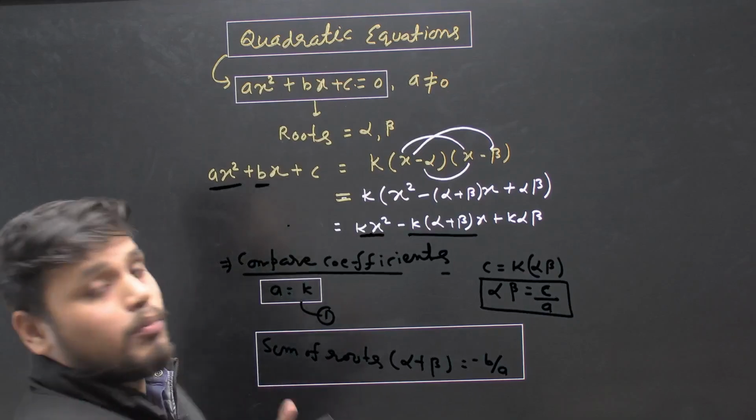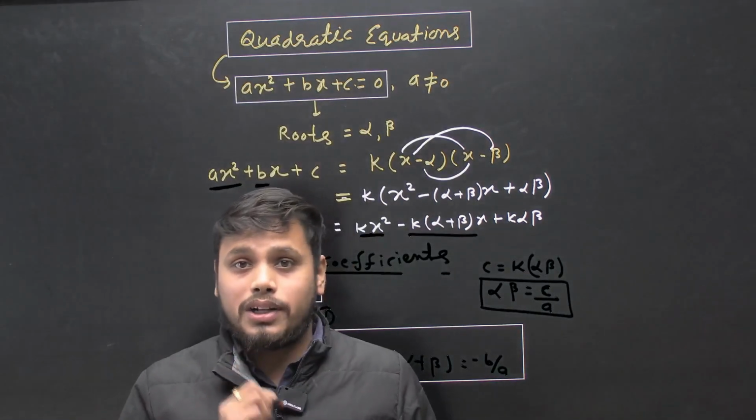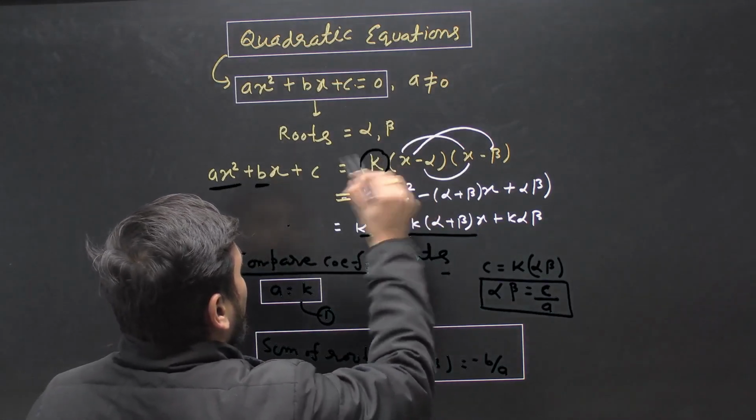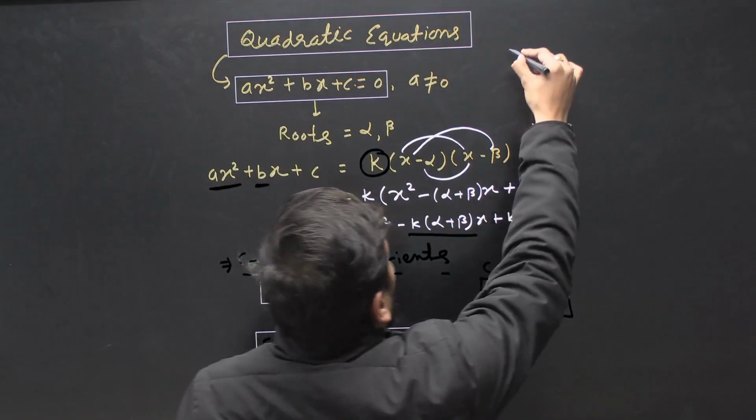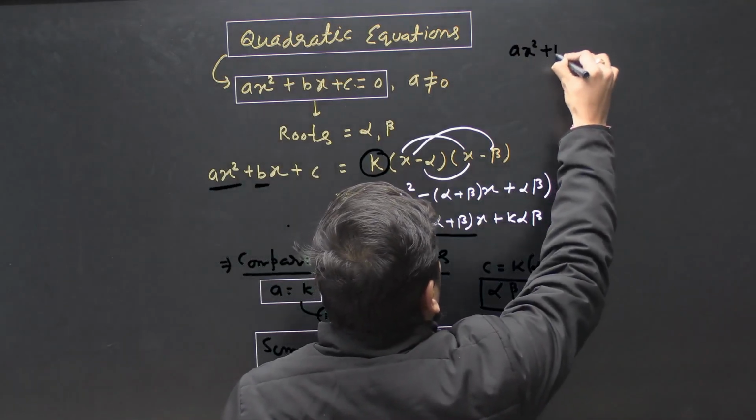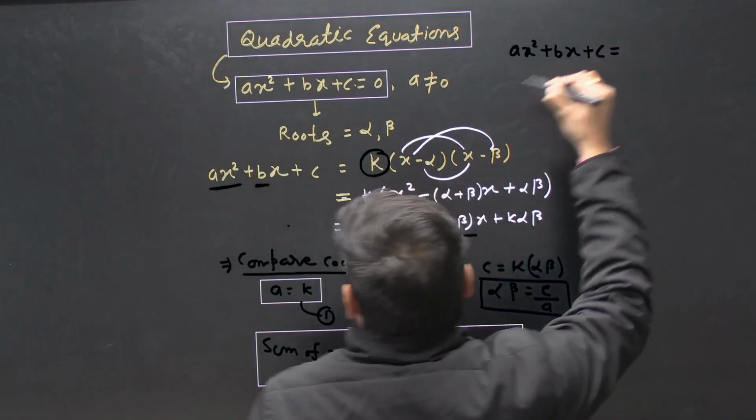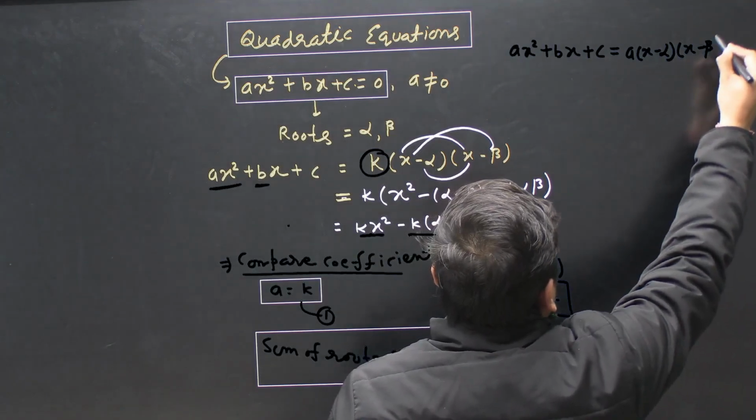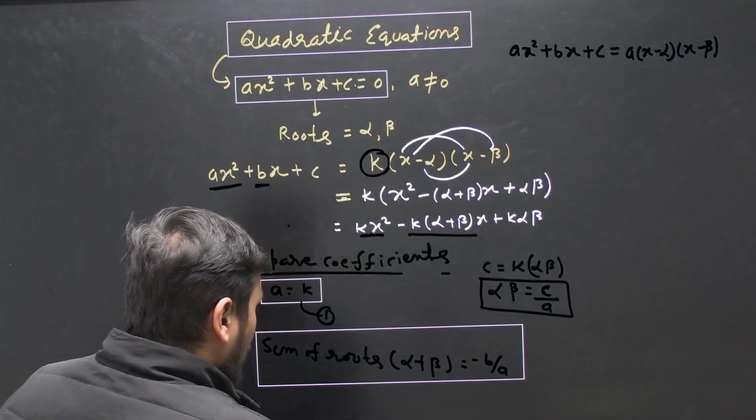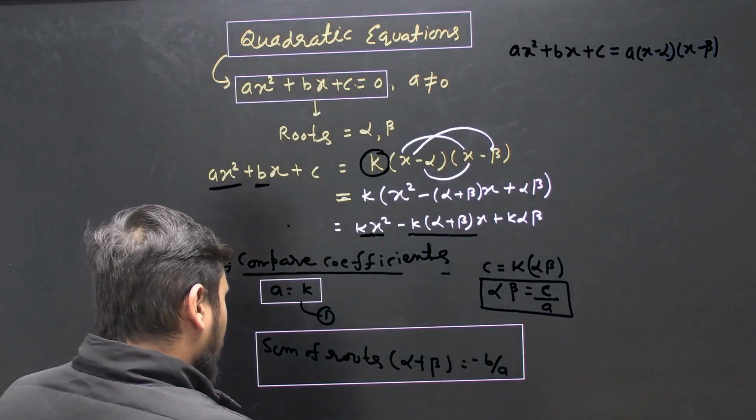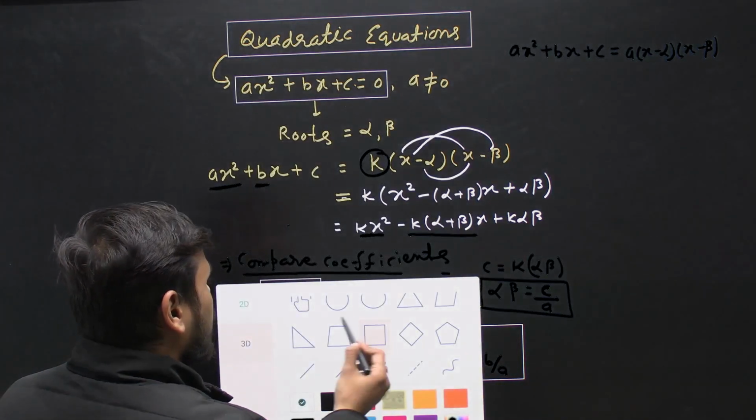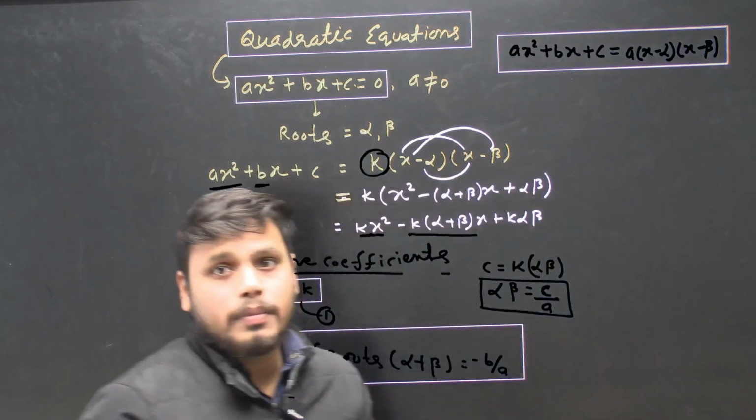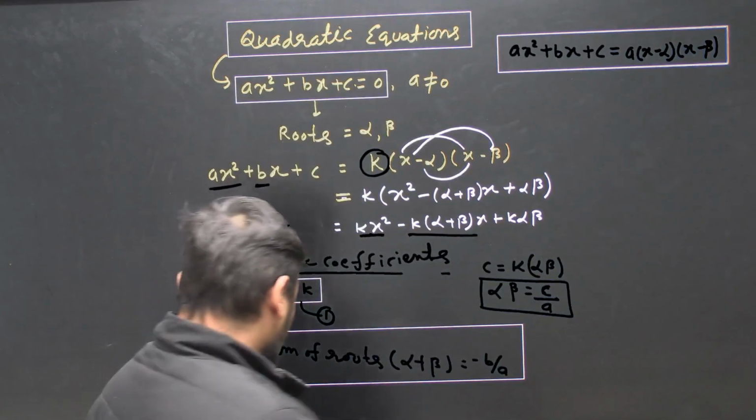Okay, and one more important result, that is, if we put k equal to a here, then you can observe that the quadratic ax square plus bx plus c can be written in the form of a times x minus alpha into x minus beta, right? This is one more important result. It can save our time to solve some problems related to sum and product of roots, right?